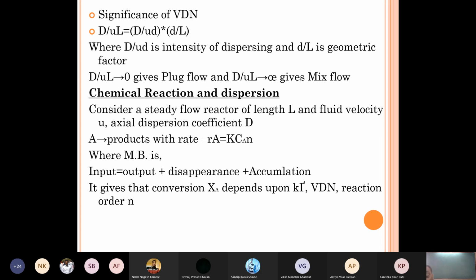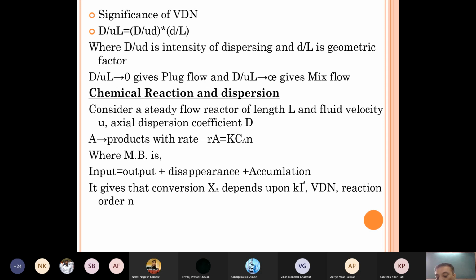So we have to start this derivation like this. Consider steady state flow. I will draw the diagram on the blackboard. मी diagram करणार, सगळं डिटेल मध्ये सांगणार. But before that, consider a steady flow reactor of length L. So a steady state reactor is there, meaning input is continuous and output is continuous. Length of the reactor is L.